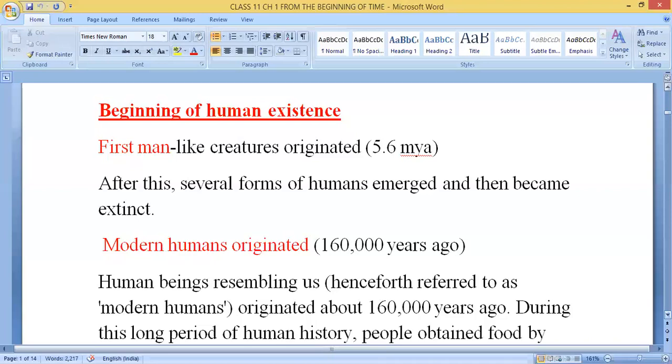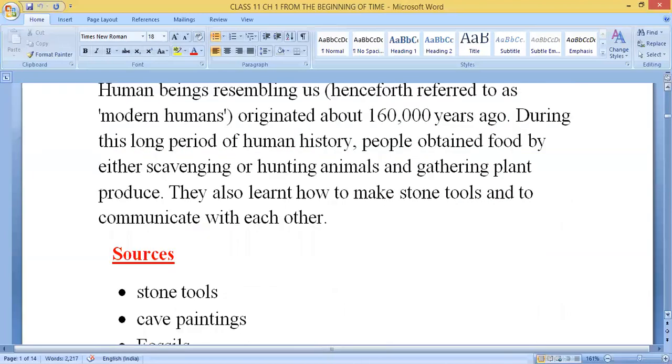During this long period of human history, people obtained food by either scavenging or hunting animals, and gathering different parts of plants like nuts, fruits or berries. They also learned how to catch fish. They also learned how to make stone tools, and most importantly, how to make themselves understood to the other human being. That is telling us about communication. They also learned it. I'll be throwing more light on all these aspects as the chapter proceeds.